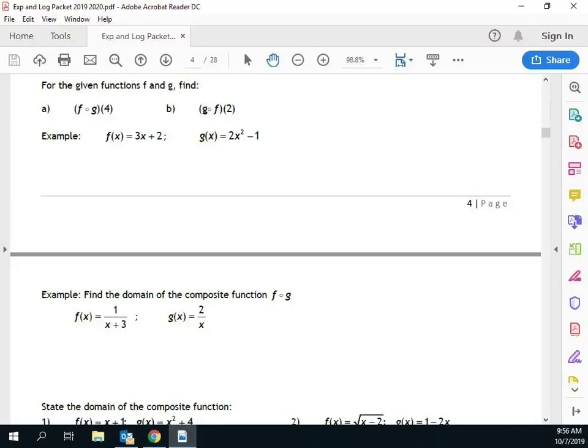I kind of did it the harder way in the notes, but if you look at f of g of 4, the first instruction I gave you guys was to rewrite it. Correct? And that means take 4 and plug it into the g of x equation. So let's do that.